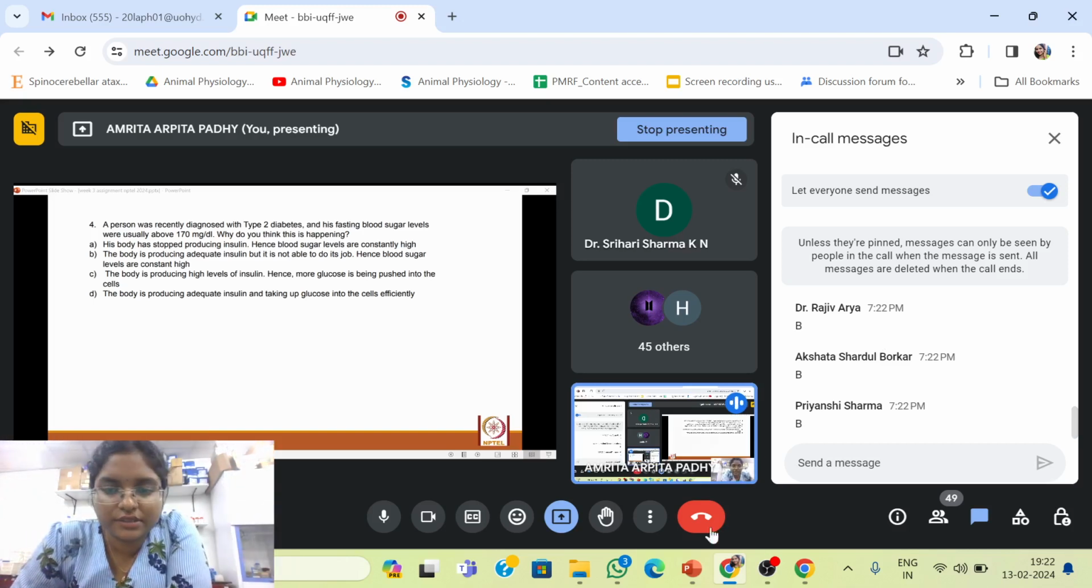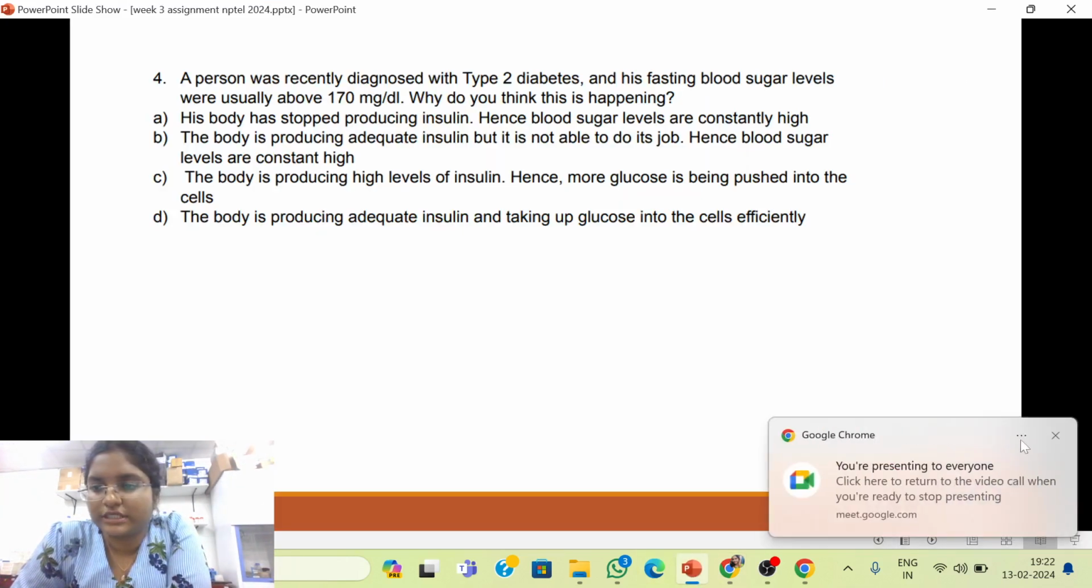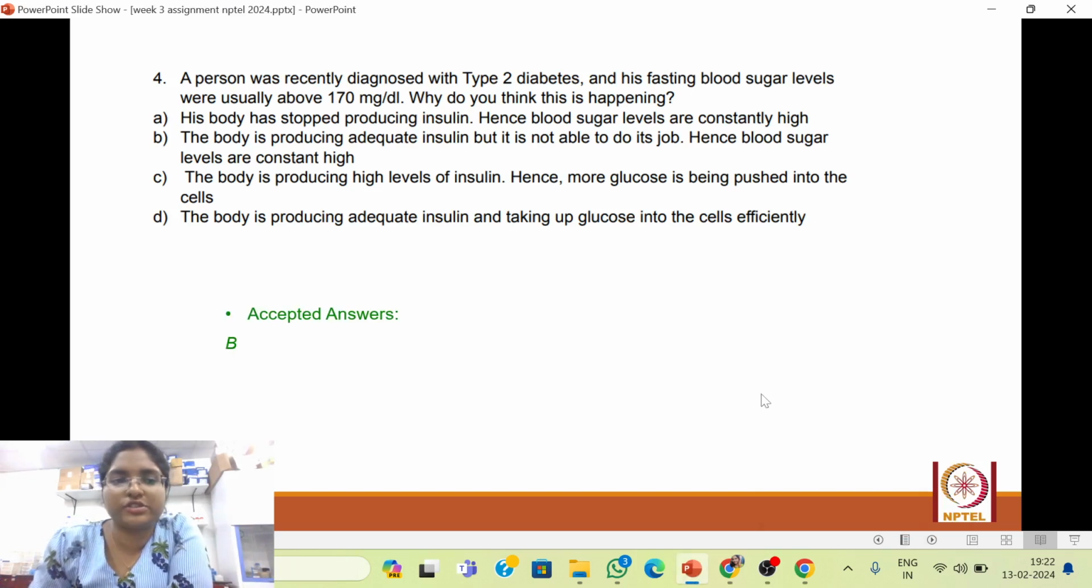Okay, everyone is done. Let's see what is the correct answer to this question. The correct answer is B. The body is producing adequate insulin, but it is not able to do its job. Hence, blood sugar levels are constantly high in type 2 diabetes.